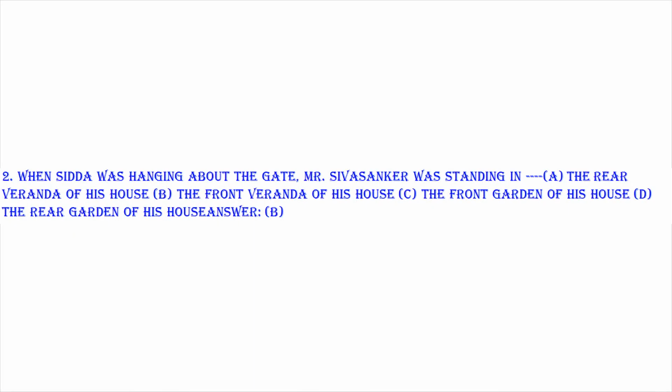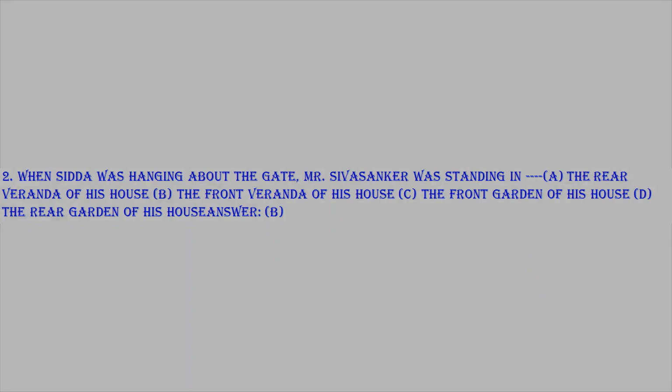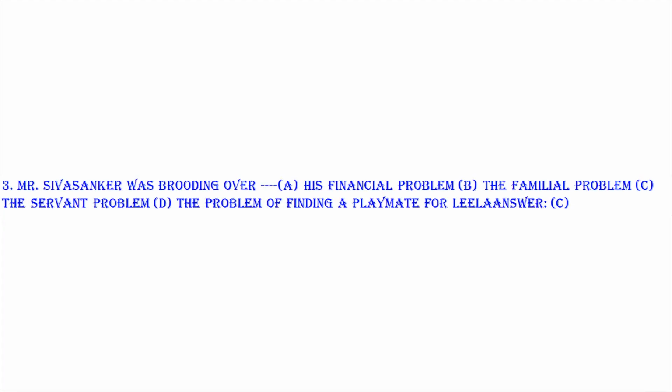2. When Siddha was hanging about the gate, Mr. Shivasankar was standing in A. The rear veranda of his house, B. The front veranda of his house, C. The front garden of his house, D. The rear garden of his house. Answer, B. 3. Mr. Shivasankar was brooding over A. His financial problem, B. The familial problem, C. The servant problem, D. The problem of finding a playmate for Leela.